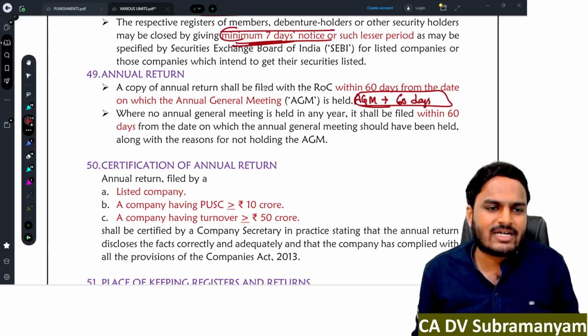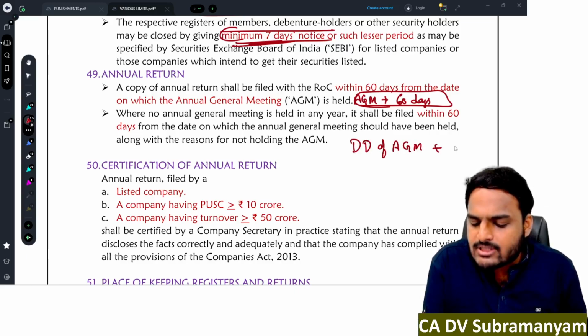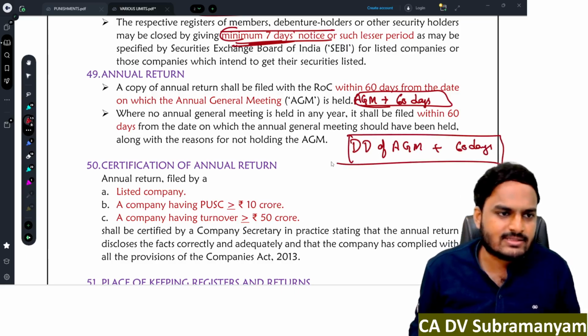Suppose AGM is not conducted, sir. Then what is the due date of AGM? So due date of AGM, add 60 days. So that is the due date for filing annual returns.